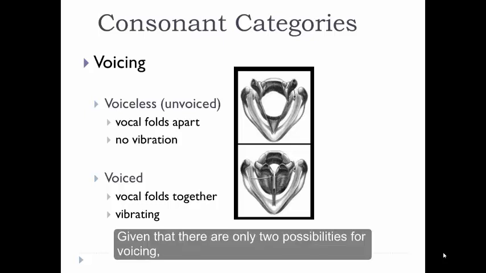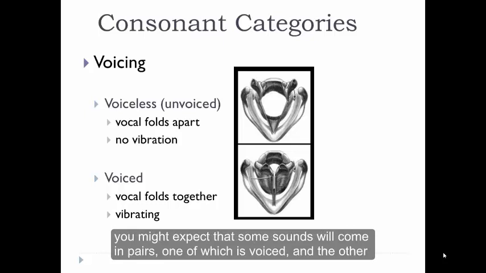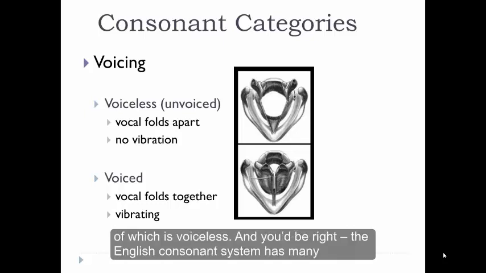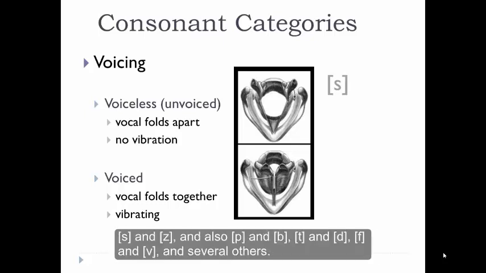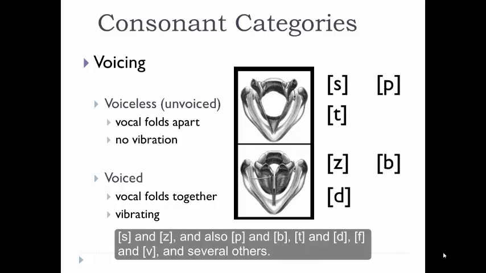Given that there are only two possibilities for voicing, you might expect that some sounds will come in pairs, one of which is voiced and the other of which is voiceless, and you'd be right. The English consonant system has many voiced-voiceless pairs. Some examples include the one we've already discussed, s and z, and also p and b, t and d, f and v, and several others.